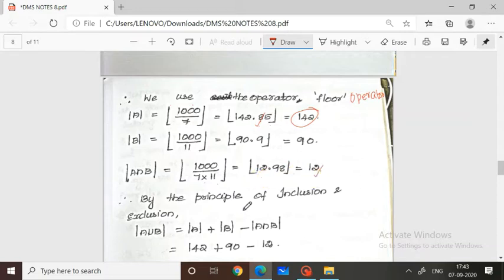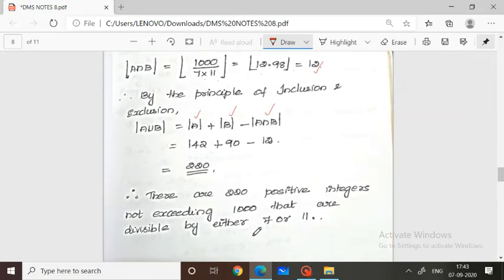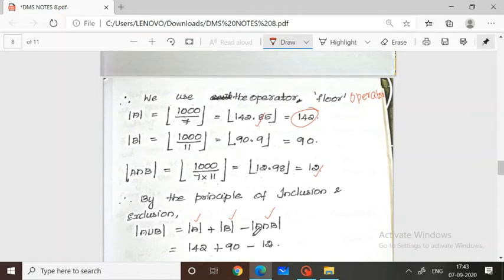So by using the principle of inclusion and exclusion, the number of elements in A union B equals |A| plus |B| minus |A intersection B|, that is 142 plus 90 minus 12, which is equal to 220. Therefore there are 220 positive integers not exceeding 1000 that are divisible by either 7 or 11.